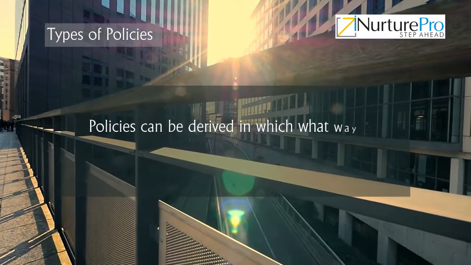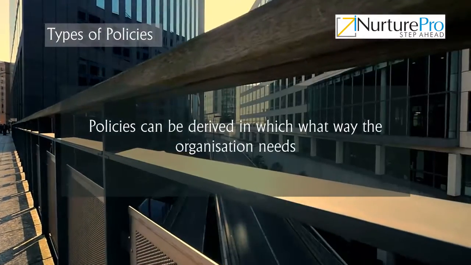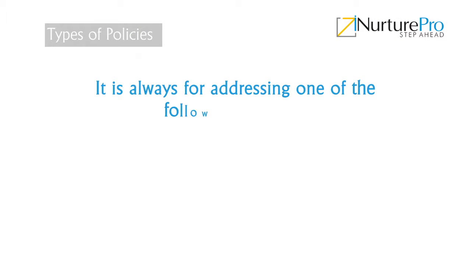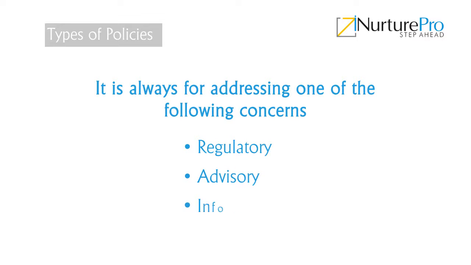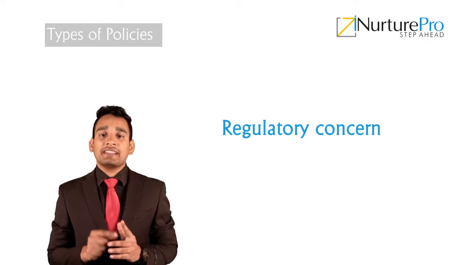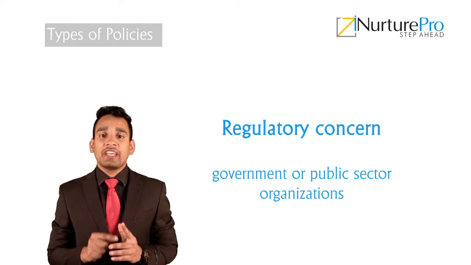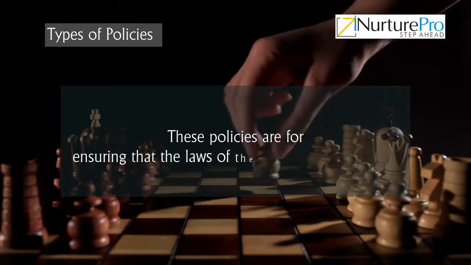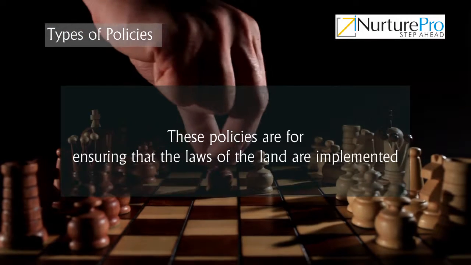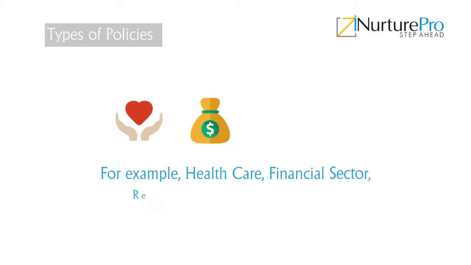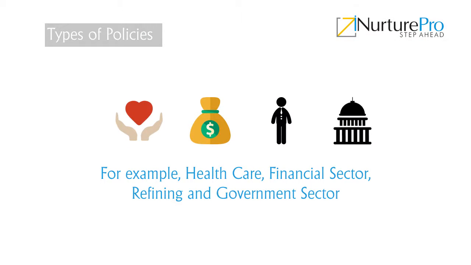Policies can be derived in whatever way the organization needs, but it is always for addressing one of the following concerns: regulatory, advisory, informative. Regulatory concern. This kind of policy is largely followed by the government or public sector organizations. These policies are for ensuring that the laws of the land are implemented. For example, healthcare, financial sector, refining and government sector.